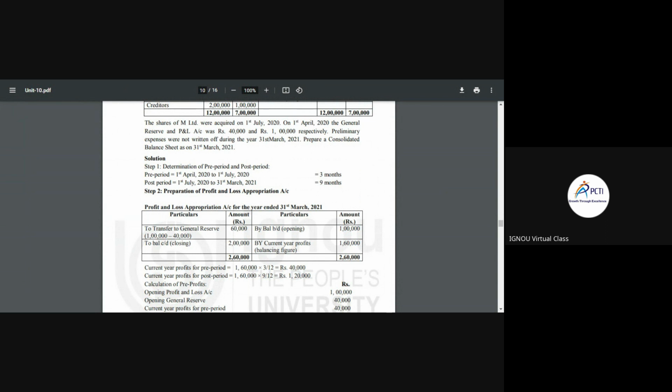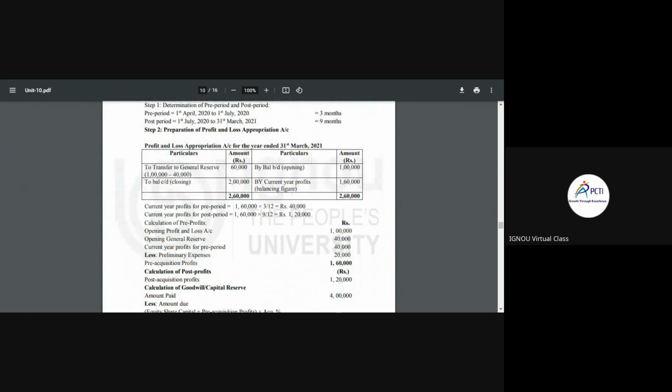Second step is to prepare the P&L appropriation account for the year ended 31st March 21. We have the particulars: transfer to general reserve, that will be 1 lakh minus 40,000, which is equal to 60,000. Then we have the opening balance, that will be 1 lakh, and the current year profit, which will be the balancing figure, and we have a closing balance of rupees 2 lakh. So we add 2 lakh plus 60,000, and we deduct 1 lakh, the opening balance, and we get the current year profit of rupees 1 lakh 60,000.